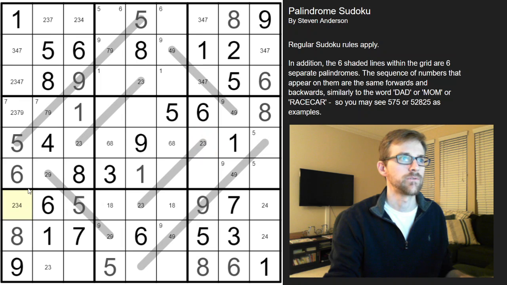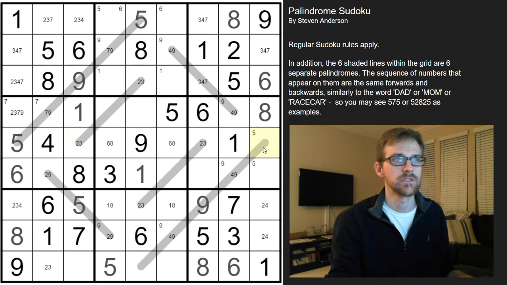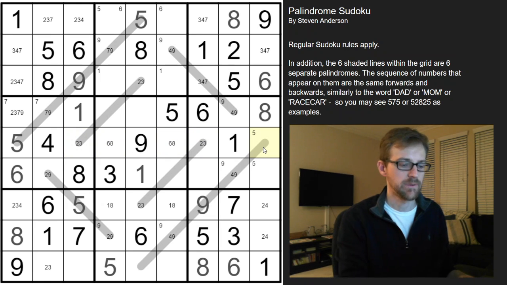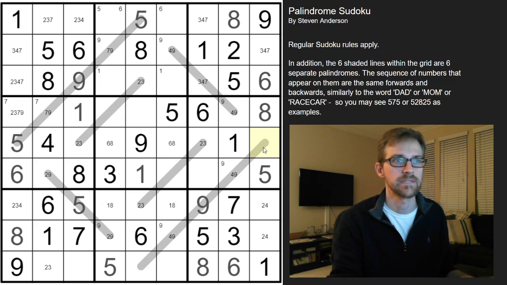This 2, 3, 4, that's okay. This 2, 3 here creates a pair along with the 6, 8. So this is a single. That can't be a 5 because we already have a 5 on the other side. I missed that for a while. So that is a 5. But this is still a single.